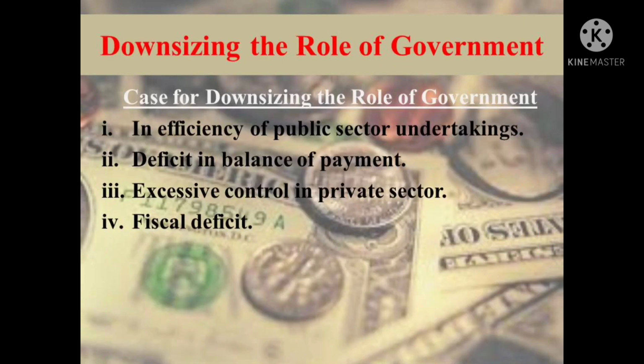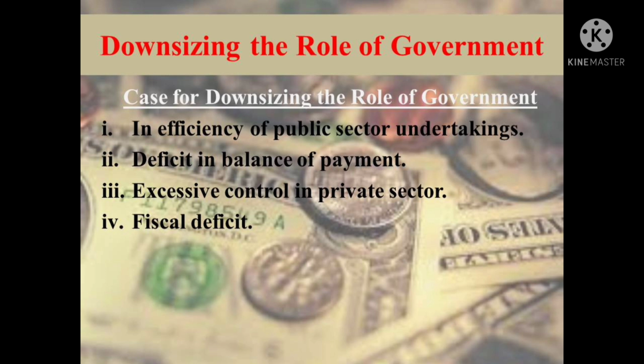Next, downsizing the role of government. When the government withdraws from its different roles, it is called downsizing the role of government. So the cases for downsizing the role of government are: inefficiency of public sector undertakings, deficit in balance of payment, excessive control in private sector, and fiscal deficit. So the first one is inefficiency of public sector undertakings. During 1951 to 1990, the public sector was assigned an important role to play for the economic development of India.